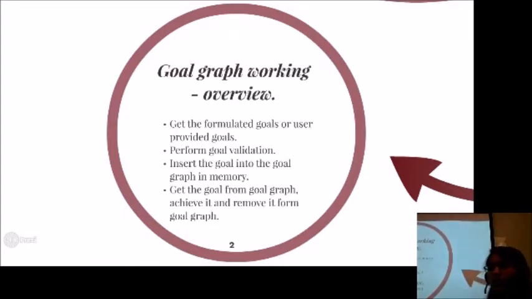And then the action which happens is, if the goals are validated and proven to be correct goals, then those are inserted into the goal graph and then stored in the memory. And then after that, they are retrieved by other phases from the memory, and then achieved and then finally removed.